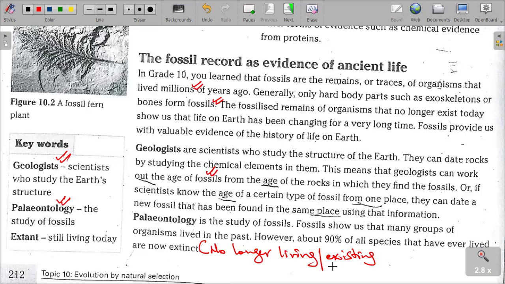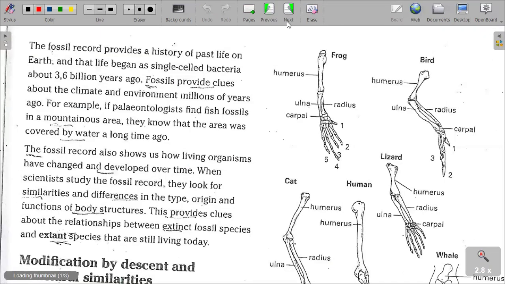So extant is the opposite of what? Of extinct. Extant means still living. Extant can be defined as organisms that are still living. So I said fossils are able to show us how life has evolved over millions of years, based on the comparative analysis of the extant and the extinct. In that regard, fossils can provide a source of evidence for evolution. That is one thing that we should understand.